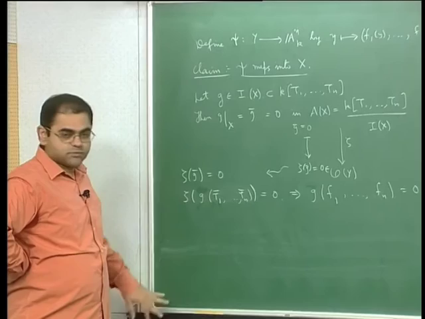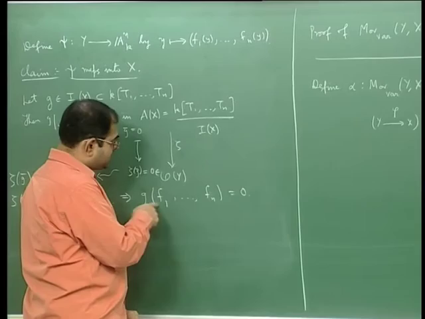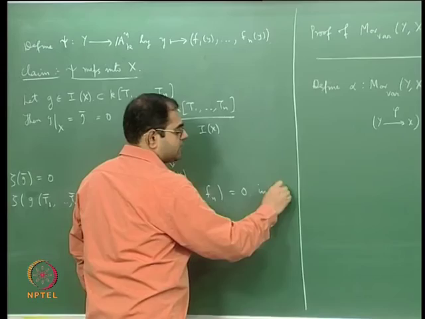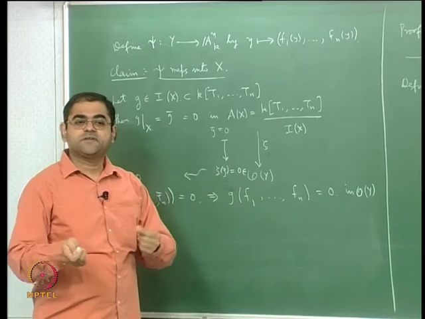So what this translates to is that g of f1 etc fn is 0 on Y, and what is this? See, what is g of f1 etc fn? It's another regular function on Y. See, notice that the fi's are all regular functions on Y, okay. And what is g of f1 etc fn? It's some polynomial expression in the fi's with coefficients in k, okay.